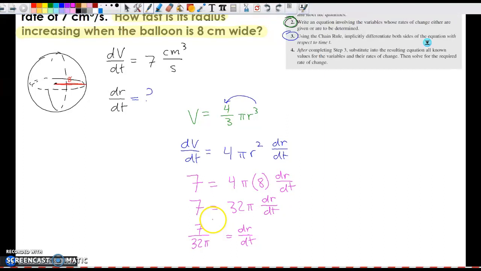And what would the units be? This is centimeters per what? Second. Okay, and then that would be the answer. You don't have to use an approximation on the AP exam. It's perfectly acceptable just to leave it as 7 divided by 32 pi. And I plugged in 8 here because that's what the radius was.